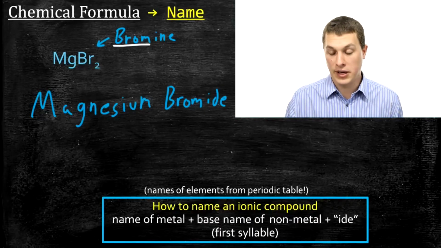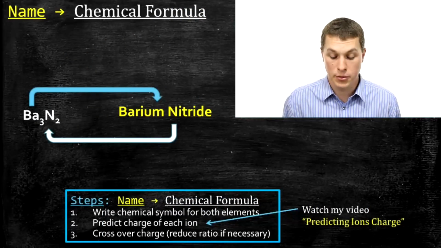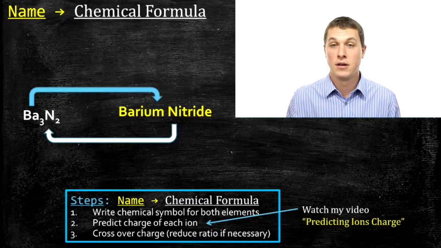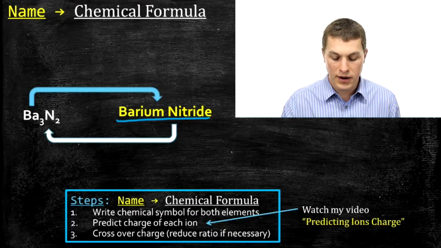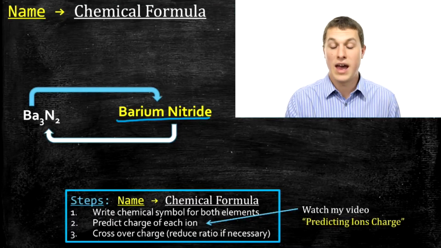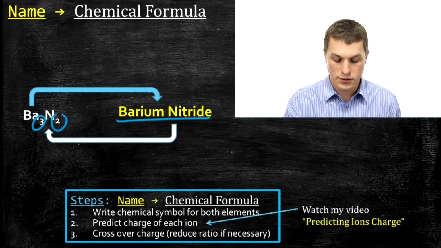It's a little more complicated to go the other direction, to go from the name to the chemical formula. So now we're going to be given something like barium nitride, and we're going to be asked, what's the chemical formula there? The reason this is a little harder is when barium nitride is listed, it doesn't tell you how many bariums there are or how many nitrogens there are. And so we have to go through a process to figure that out. We want to know that there's 3 bariums and 2 nitrogens.